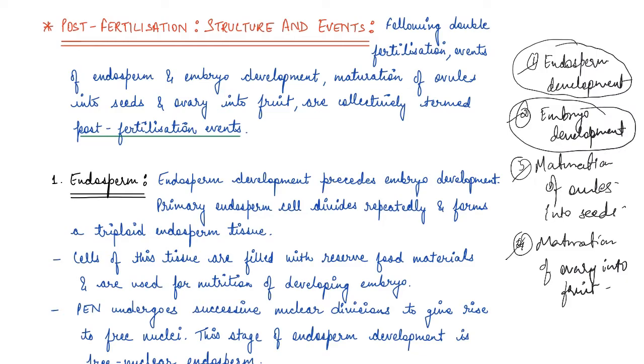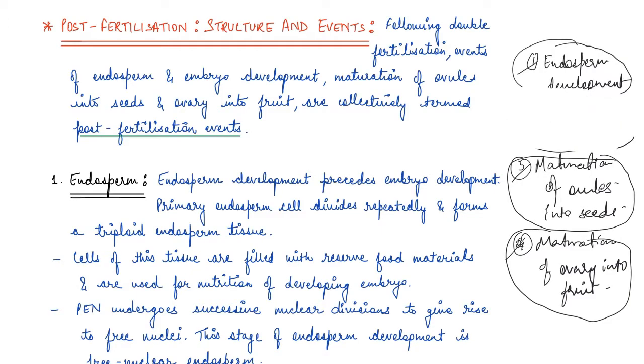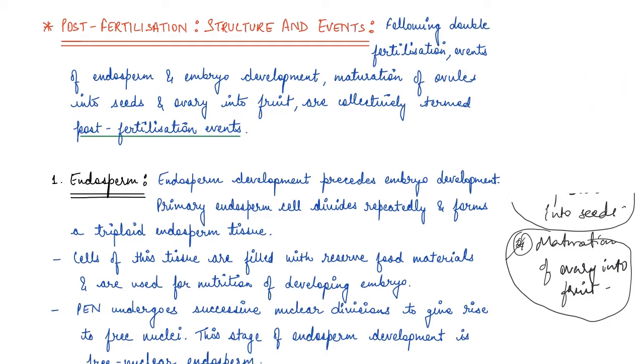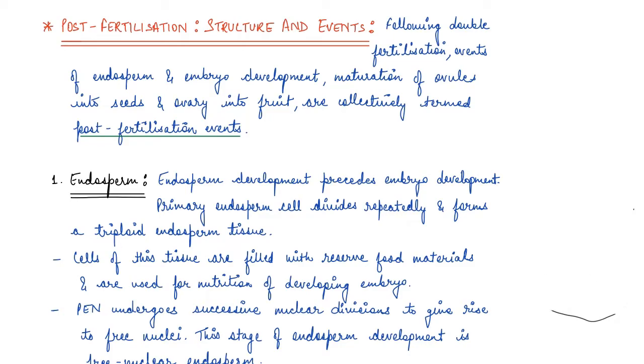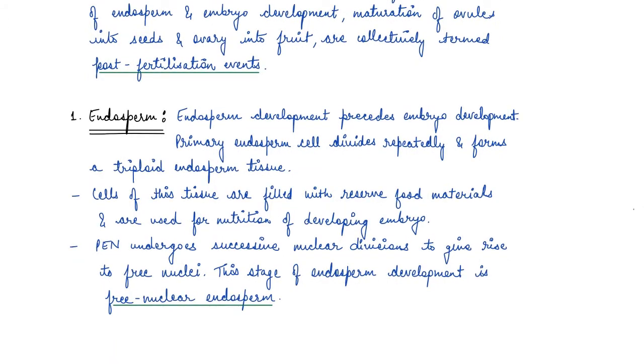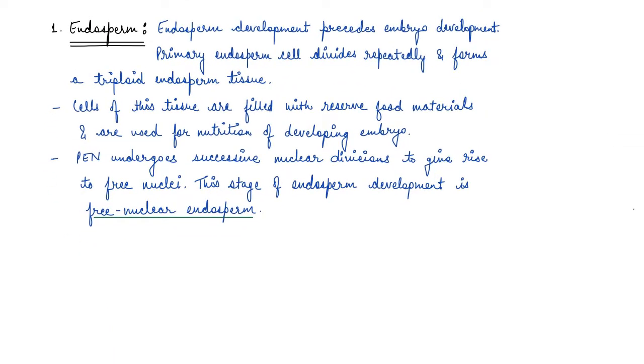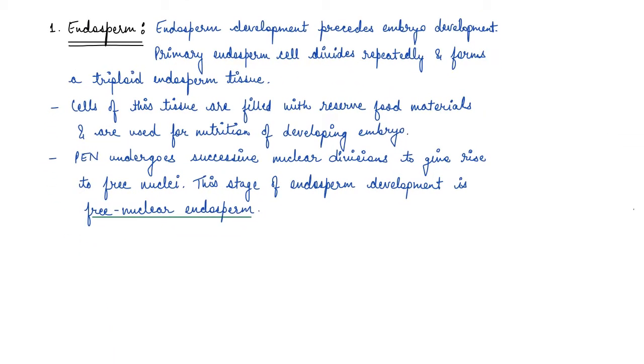And then in the next video, which would be the last one for this chapter, we are going to cover maturation of ovules into seed and maturation of ovary into fruits. Okay, so let's see what exactly an endosperm is. So endosperm development, endosperm is formed from what? It is formed from the primary endosperm cell, which is also known as PEC. Okay, so the endosperm is formed from PEC, the primary endosperm cell.